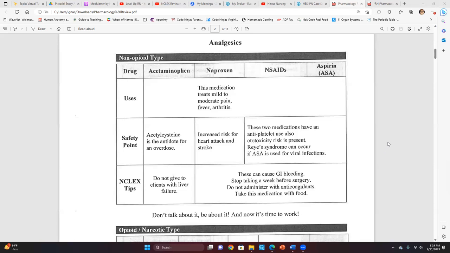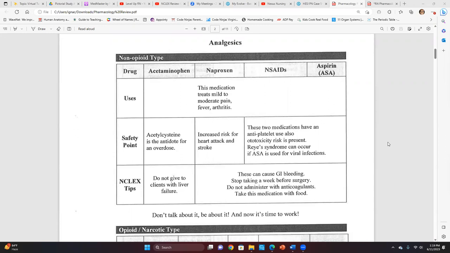Okay, so naprosyn. When we talk about naprosyn, there's an increased risk for heart attack and for stroke. So I would be very wary if my patient is taking or prescribed naprosyn and they have hypertension or a cardiovascular history. I would definitely monitor their vital signs. That's going to be very important.